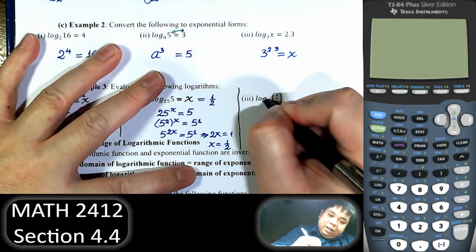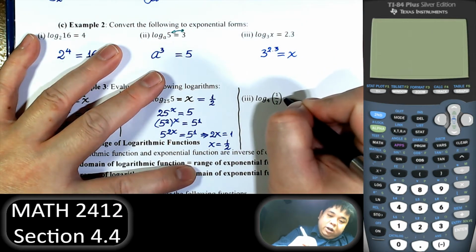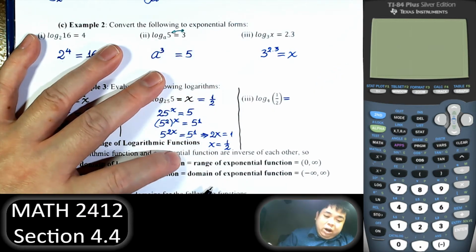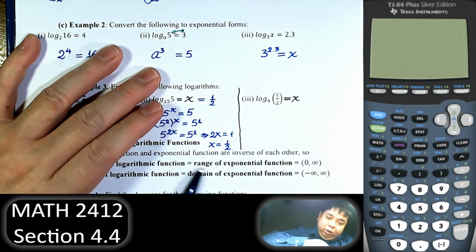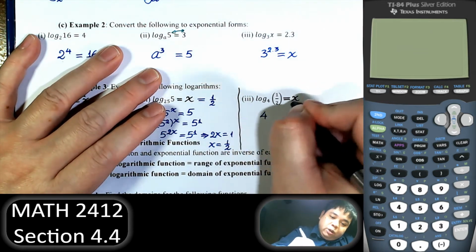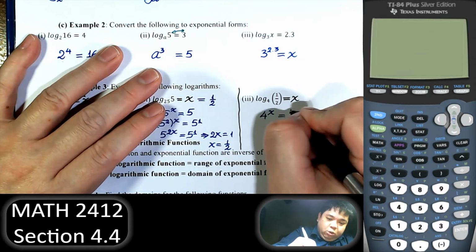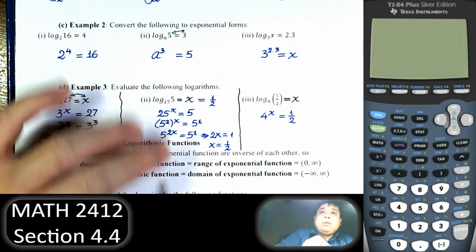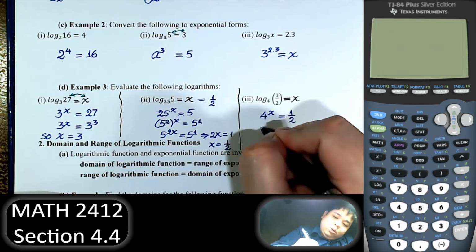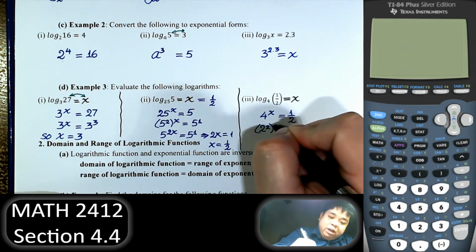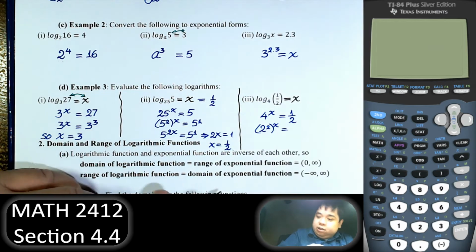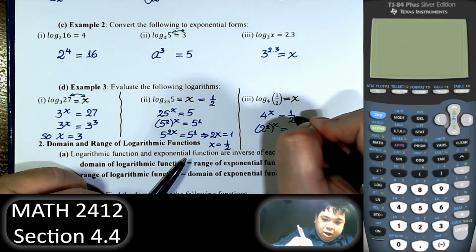Right, next, log base 4 of 1/2. We don't know what it is, so we make that equal to x, and then we write 4 to that power is equal to 1/2. Now 4 is 2 squared, because 4 and 2 both of them have base 2. Here 2 to the first power is 2.